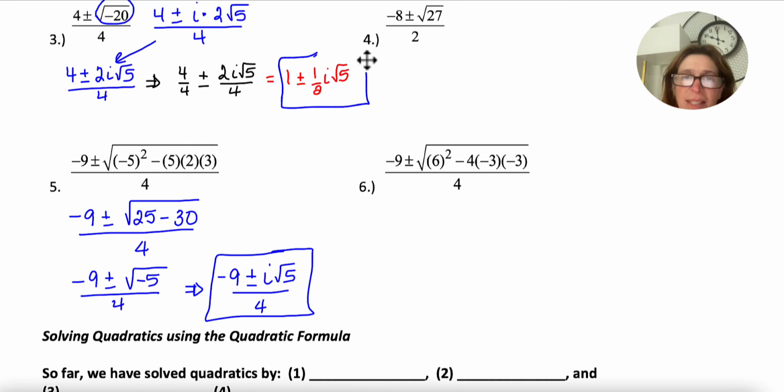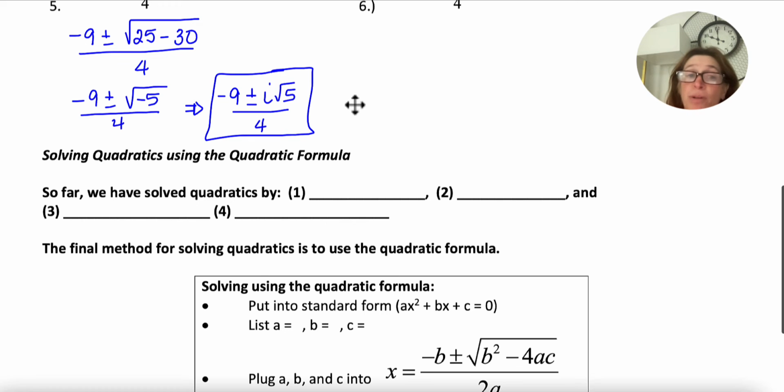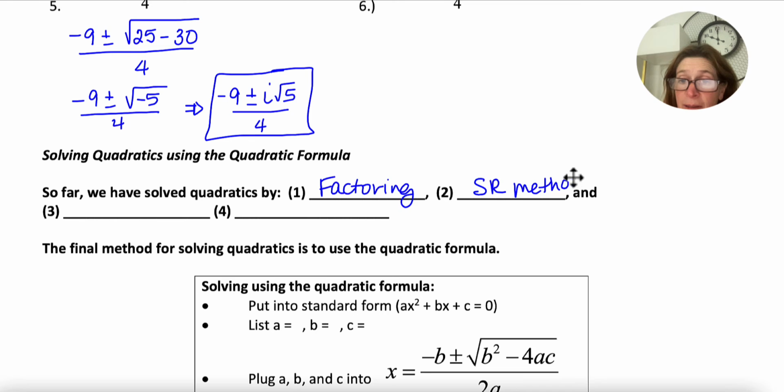All right, so lots of little things that we have to be careful with. So when we solve quadratics, we want to make sure that we know that we've learned several methods. So we can solve by factoring. We can solve by the square root method. We can solve by completing the square, which is what we just did.